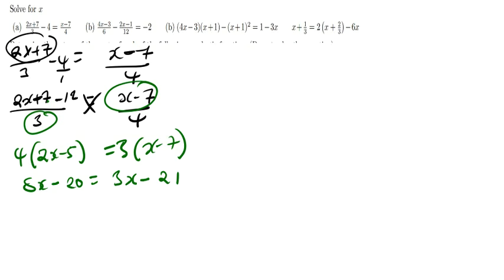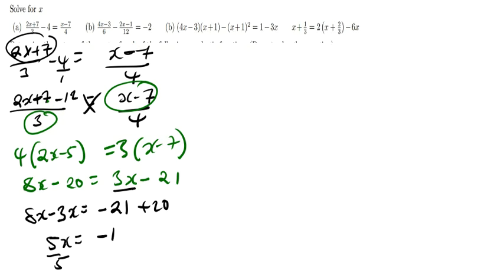We want to find the value of x. So this will go to the other side, that is going to be minus 3x. Then this guy will go to the other side, that is going to be minus negative 21 plus 20. That becomes 5x is equal to negative 1. Divide both sides by 5. Therefore, x is equal to negative 1 over 5.